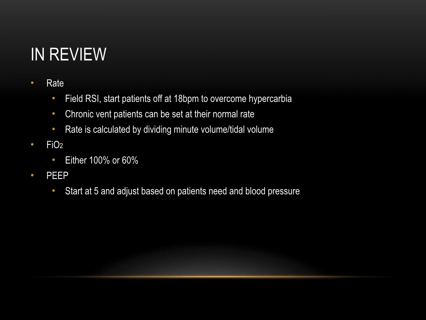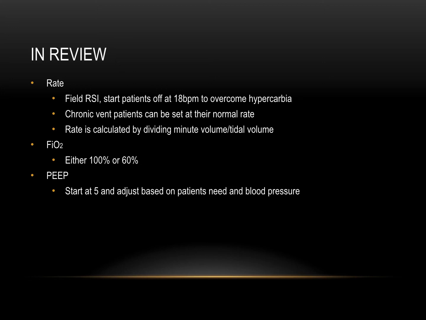So let's review a little bit about what we talked about. Respiratory rate. Remember, not all patients need a normal respiratory rate. If we're going to RSI someone out in the field, I suggest putting them on a respiratory rate of 18 to 20 to overcome some of the hypercarbia that's occurred over the course of the RSI. Chronic vent patients, if their vent settings at the facility aren't adequate for them, change the respiratory rate to match their intrinsic rate and change their minute volume.